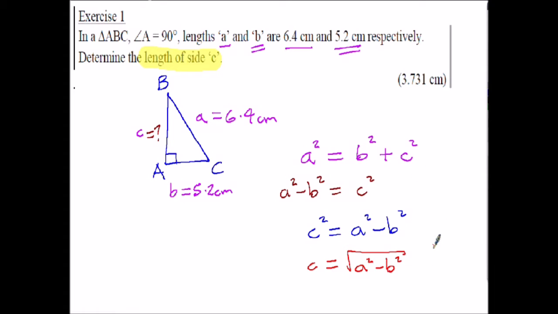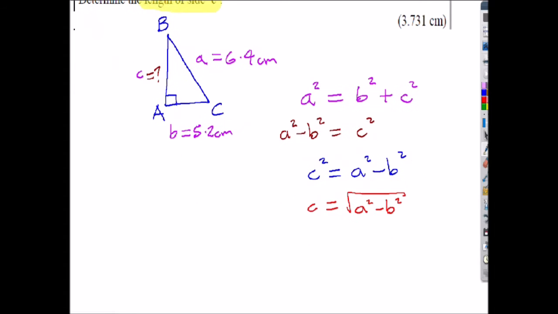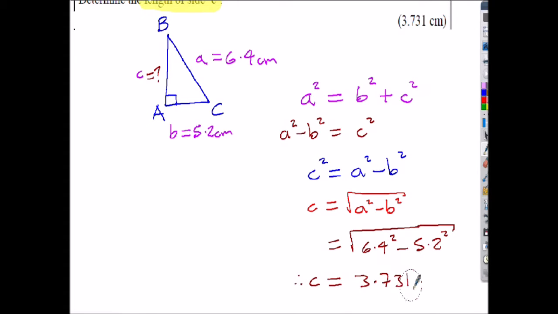So I've shown that using the algebraic terms. You could, if you wanted to, put the numbers into this equation and rearrange it numerically. Therefore, inserting the values, A squared in this case is 6.4 squared, and we're subtracting from that B squared, 5.2 squared. So therefore, C is equal to 3.731 centimeters.